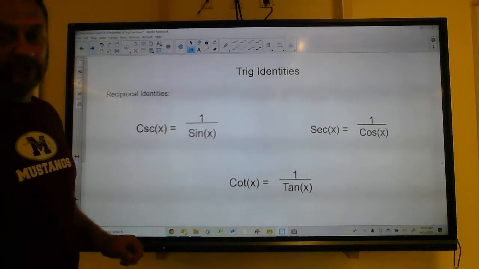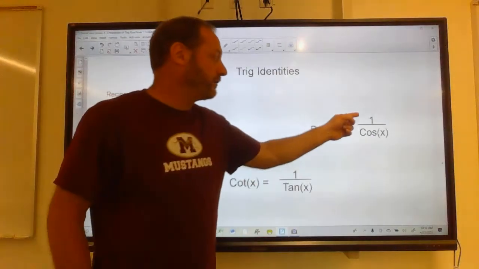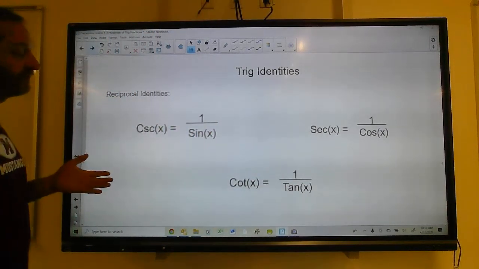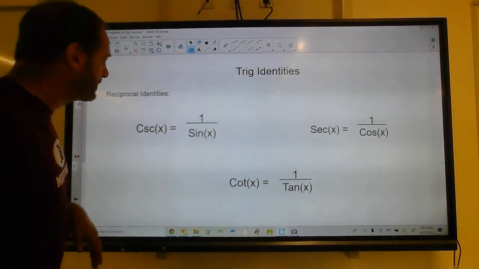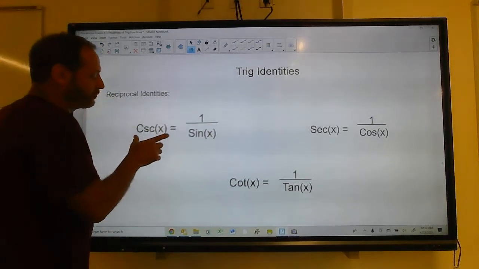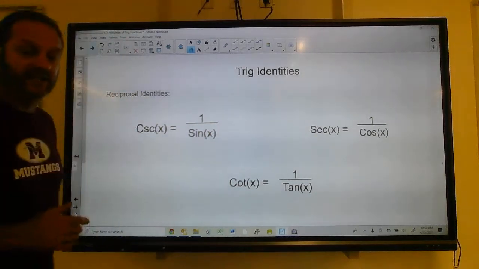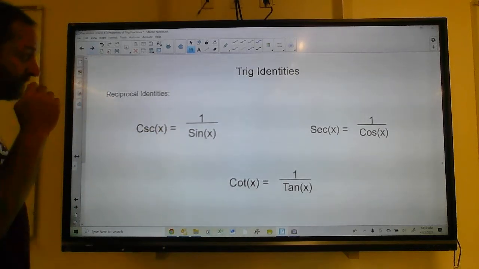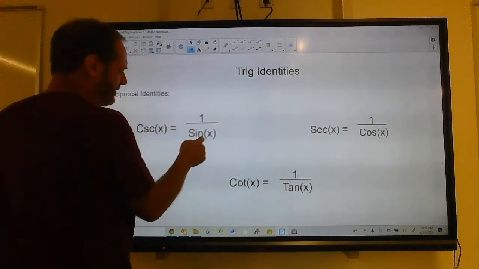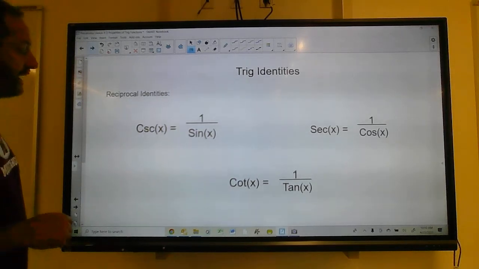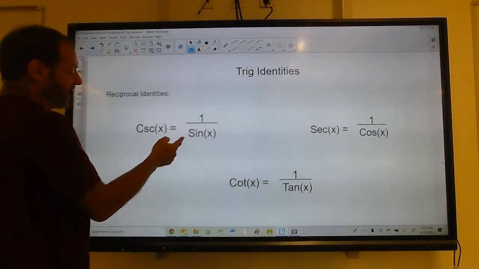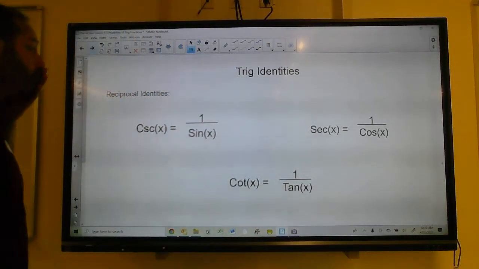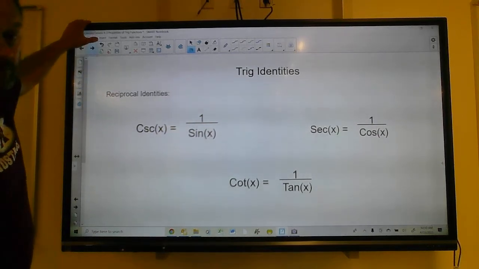Cosecant is 1 over sine. Secant is 1 over cosine. Cotangent is 1 over tangent. So if it's convenient for you, the reason you want to know these is sometimes it's way more convenient to write cosecant as 1 over sine than it is to write it as cosecant. Sometimes it's more convenient to write it as cosecant. And you could flip these around too and say, well, sine is 1 over cosecant, and cosine is 1 over secant, and tangent is 1 over cotangent. You need to have those memorized.